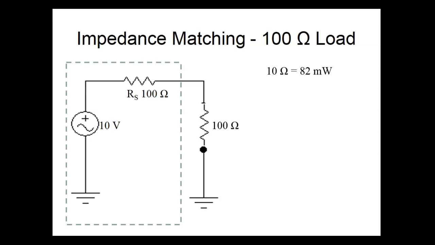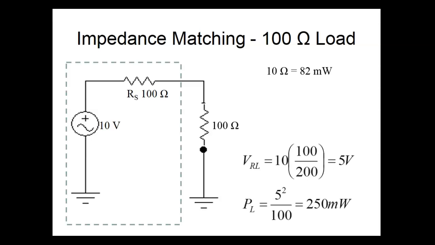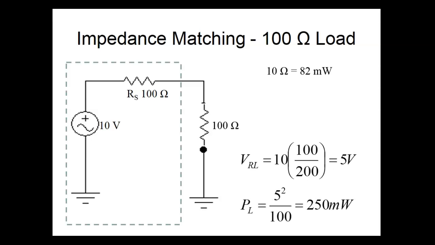So anybody got it? 250 milliwatts? 250 milliwatts. So right off the bat, if you answered 10, you got it wrong. So with 10, we only got 83 milliwatts. With 100, we got 250 milliwatts, because the impedance, the resistance of the load matches the resistance of the source.